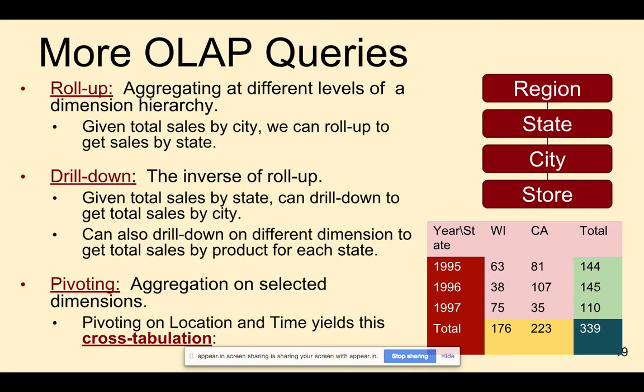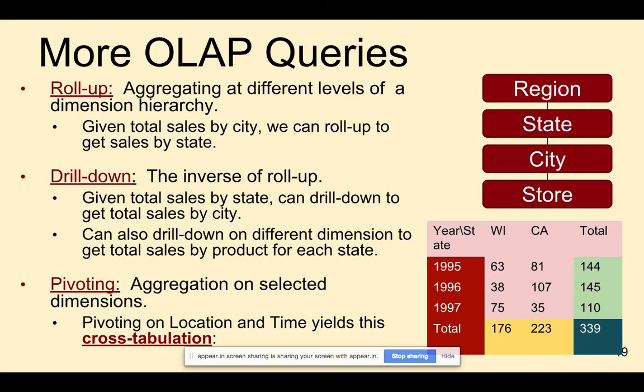All right. Then there is the notion of pivoting, and some of you who have used Excel spreadsheets or Google spreadsheets, you may be familiar with pivot tables, right? This is the same notion, where you're aggregating on selected dimensions, right?